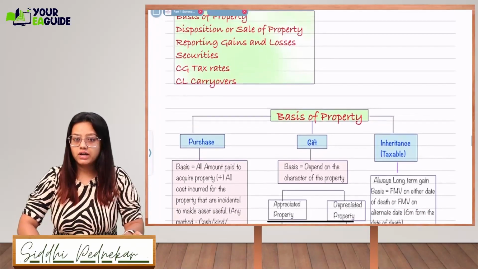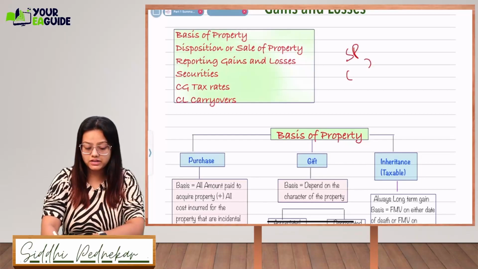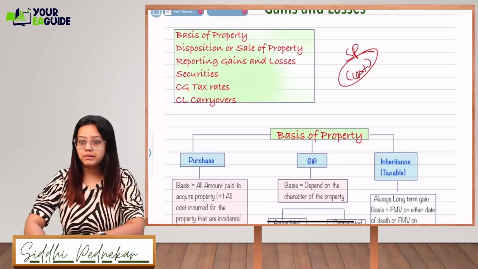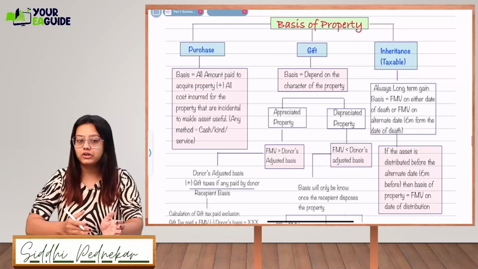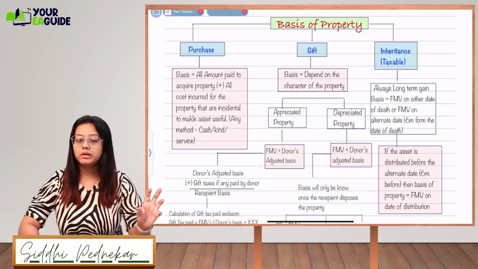So first of all, to understand how much gain you are going to allocate, what is the formula? Selling price minus cost basis. So what do you mean by this cost basis? It is divided into three different categories. One is purchase price. So what do you mean by the purchase price?